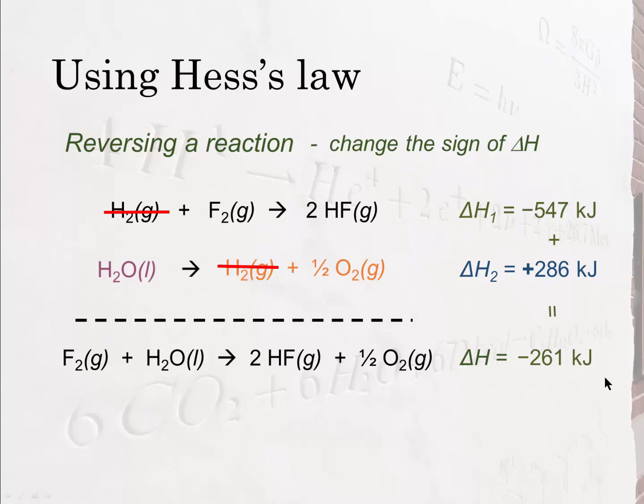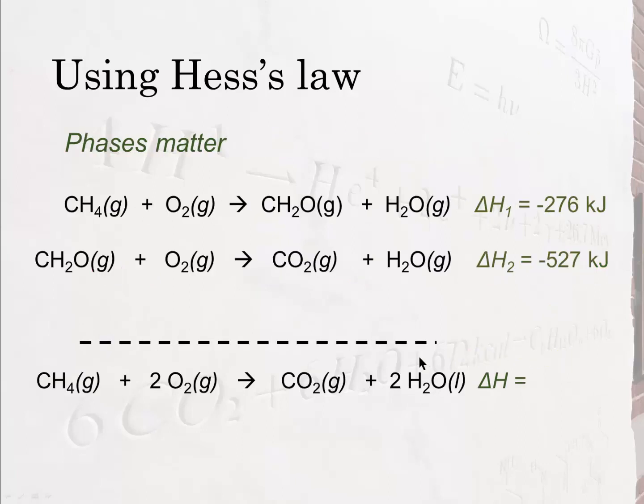The last example we'll consider has a problem with phases. It looks like steps 1 and 2 add up to the final reaction until you notice that water is shown as a gas on top and as a liquid on bottom. This is a real difference that you can't ignore. Condensing a mole of steam into liquid water releases 44 kilojoules of heat, which affects the overall value of delta H. Actually, I need an 88 kilojoule correction because there are 2 equivalents of water in the reaction.